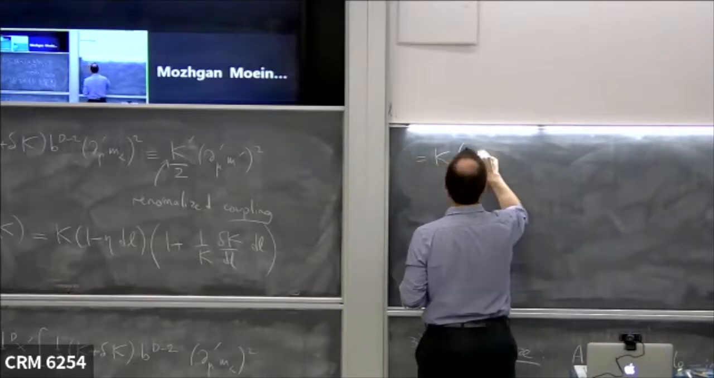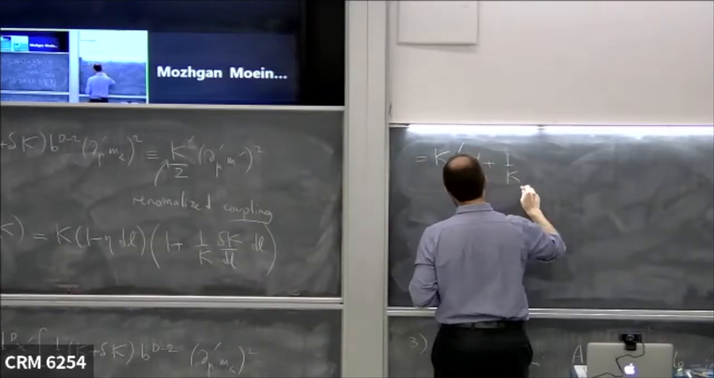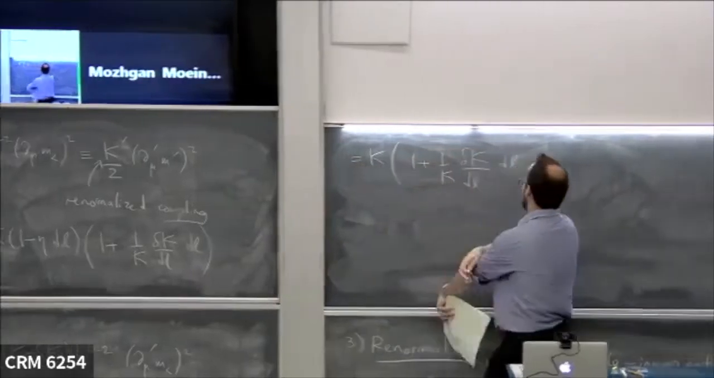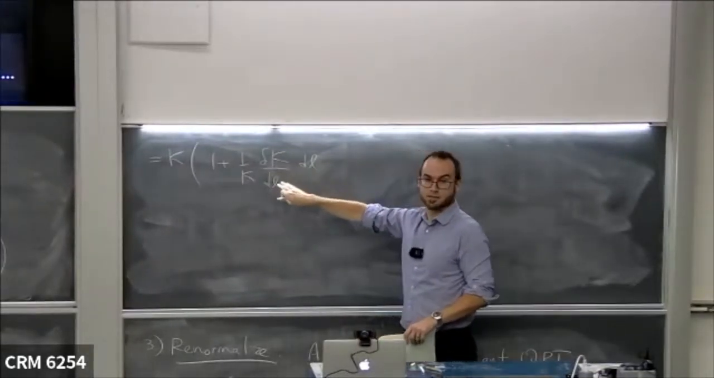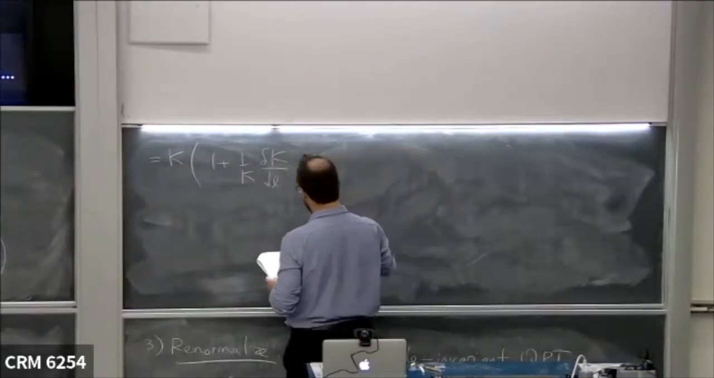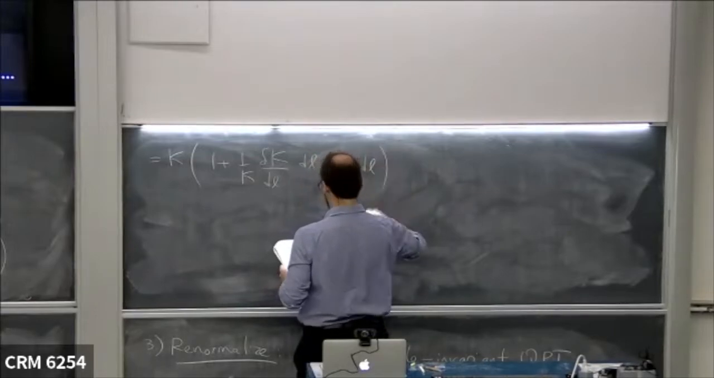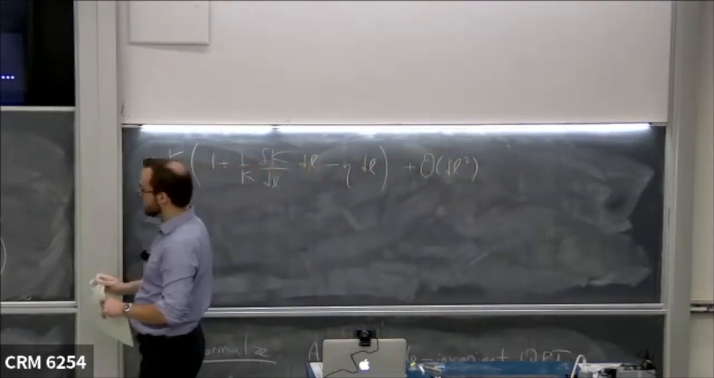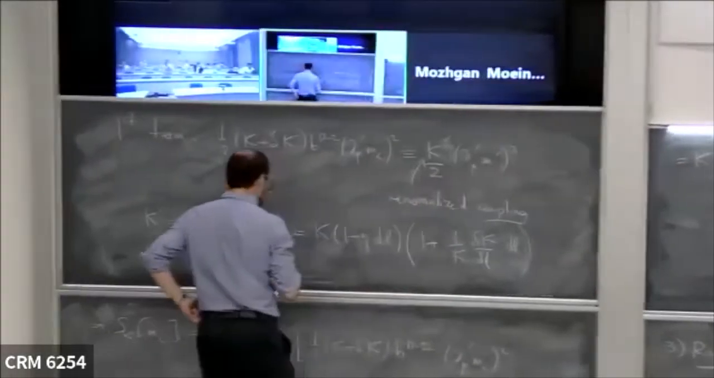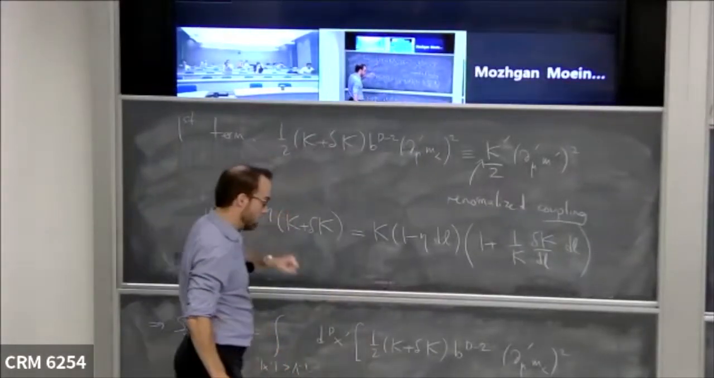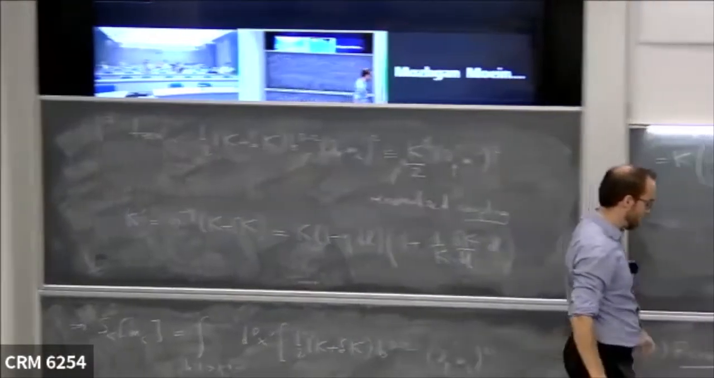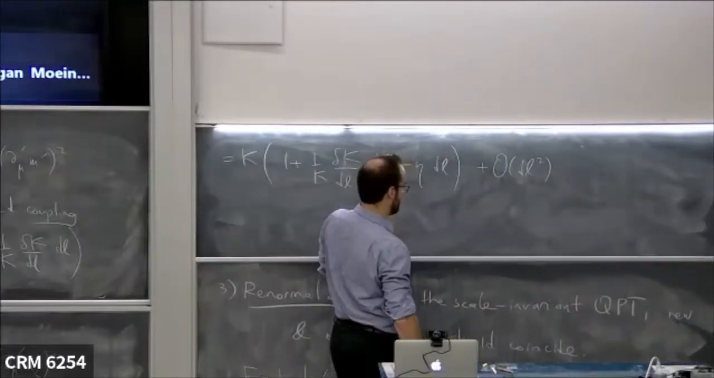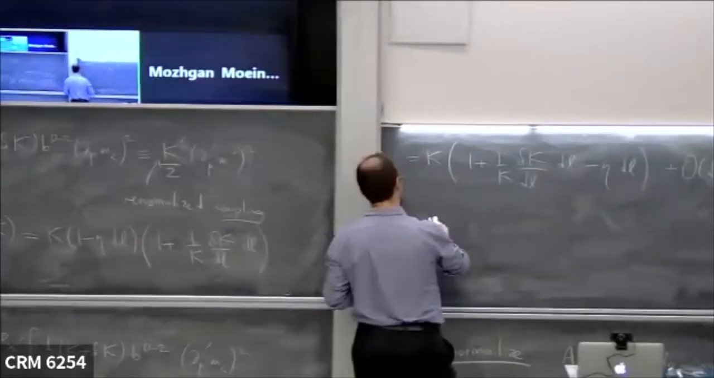I get K times 1 plus 1 over K, delta K over dl. So remember that delta K, I said this was going to be of order dl, so this will be a quantity of order 1 times dl, minus eta dl. And then terms of order dl squared, which we ignore. And okay, so the idea is that we want to define our renormalized field M prime that was over here, in such a way that this kinetic term does not change.